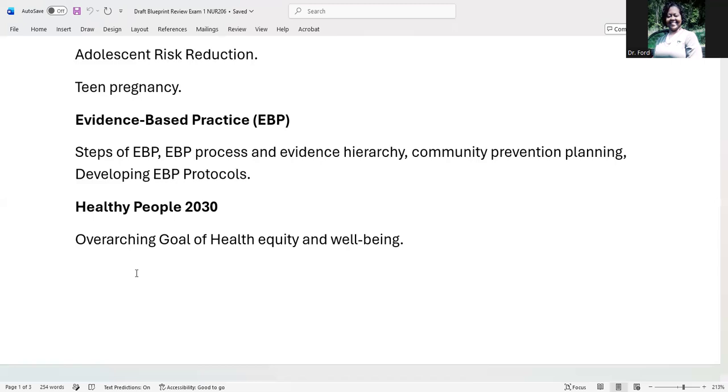So then we want to integrate the evidence. Then we want to evaluate the outcome. And then we want to disseminate the outcome. Usually the gold standard is randomized control trials when we are utilizing this evidence-based practice. So think about also quantitative and qualitative.